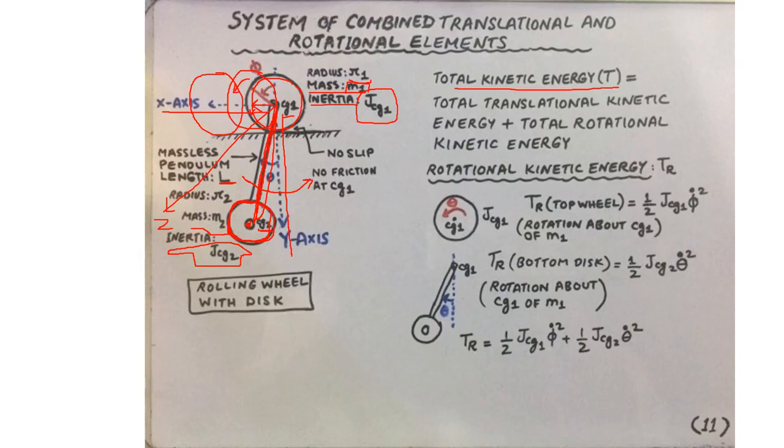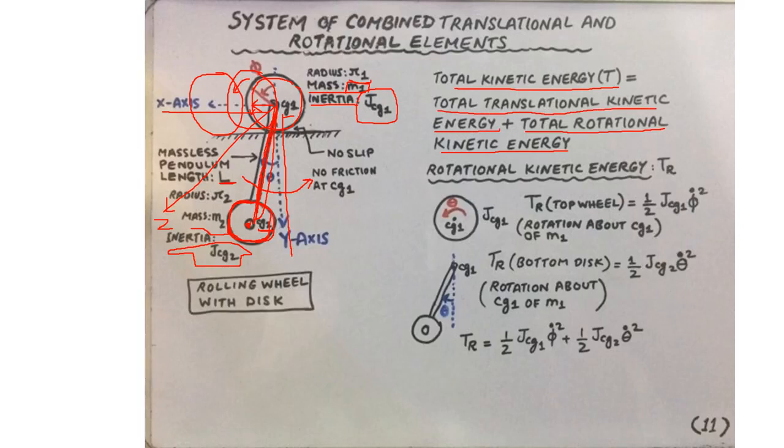Hence the total kinetic energy of the system has two components, one of them being the total rotational kinetic energy, whose expression will be written first, and that will be followed by the expression of the total translational kinetic energy.